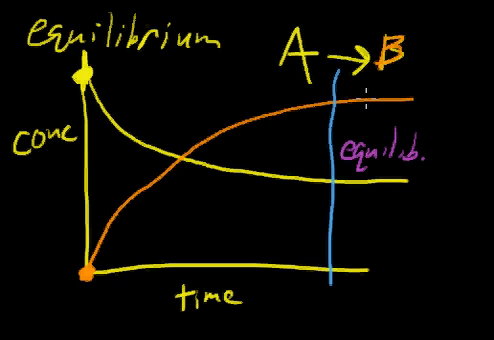It's the point where the amount of substance A stays constant and the amount of substance B stays constant, and the change in concentration remains constant. In other words, we don't lose any more substance A and we don't gain any more substance B. That is equilibrium. The rate of change is 0. Notice the slope here on our graph is 0 for B, so we're not gaining any more substance B. The slope of substance A is 0. We're not losing any more substance A. This is what we call equilibrium.